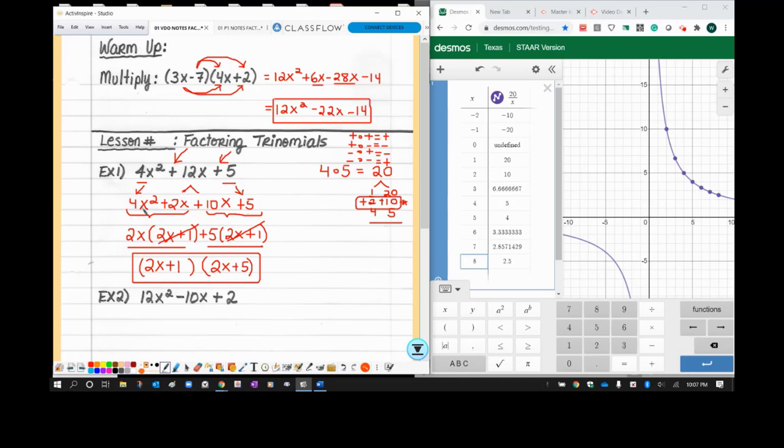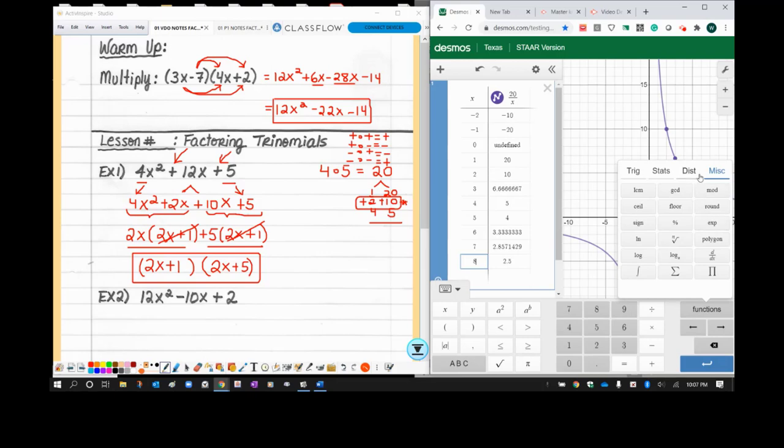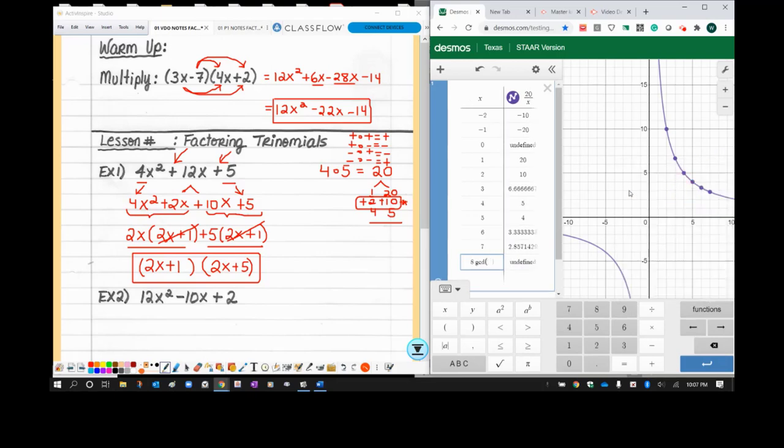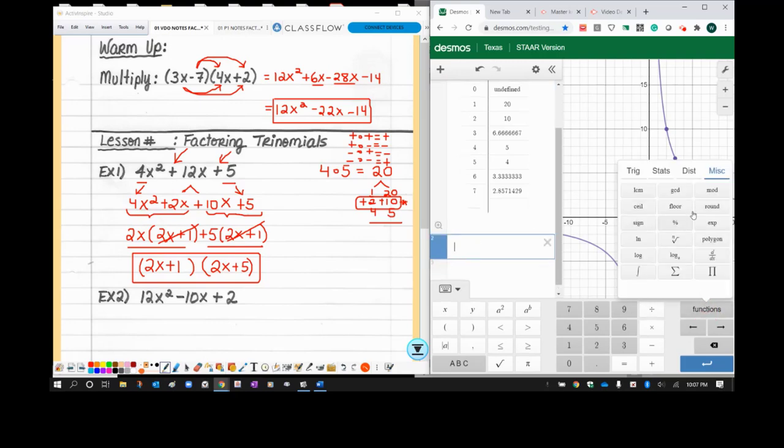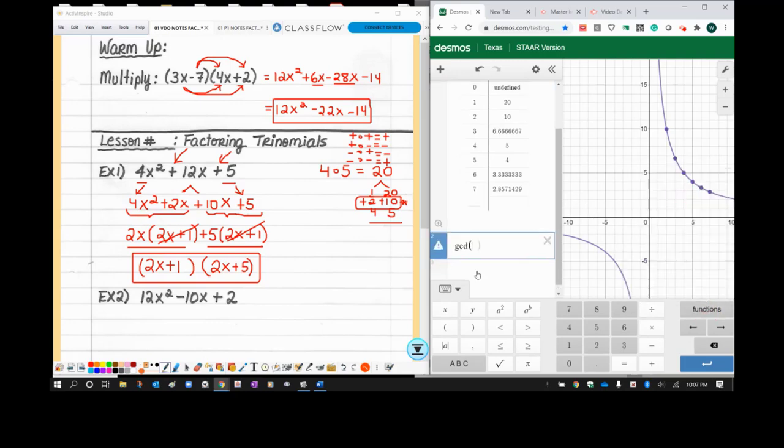Okay, please notice that if you're having trouble figuring out what's the biggest number that goes into 4 and 2 or 10 and 5, know that the calculator has a special function. All you have to do is click Function. You click on Miscellaneous, and you'll be able to see GCD. And I forgot to get out of the table, so let's go ahead and scroll down. Click here, click Function, GCD.